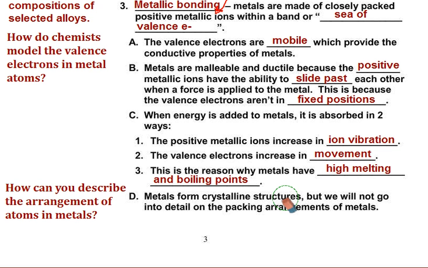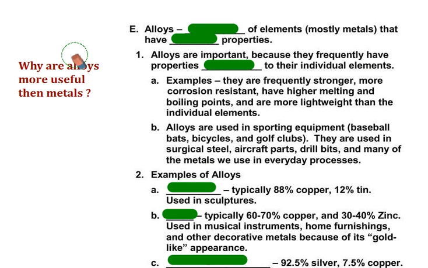Now, metals tend to form crystalline structures, but we're not going to go into detail on how they arrange the packing on that. There's a cool video I may have already shown you about samurai swords and how the metal is made for them. That really goes into good detail about how metals are arranged. And the interesting thing about that video is samurai swords are not made out of an elemental metal. They're made out of steel. And steel is an alloy.